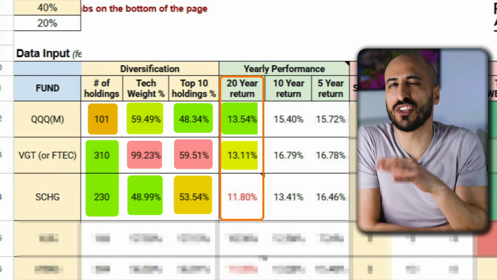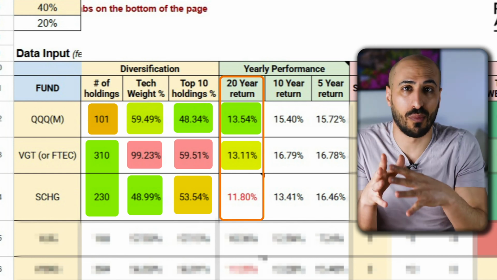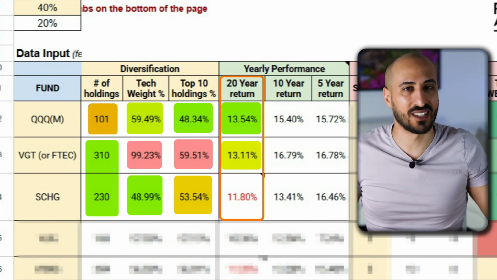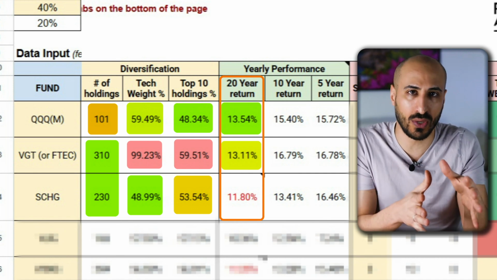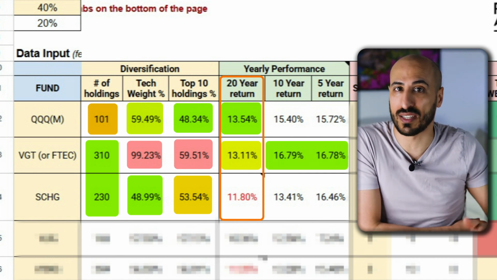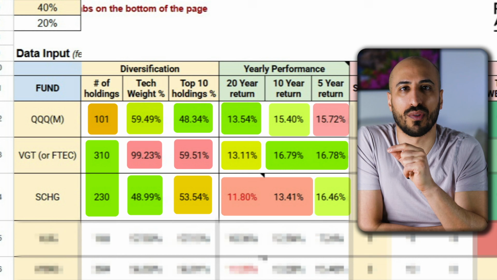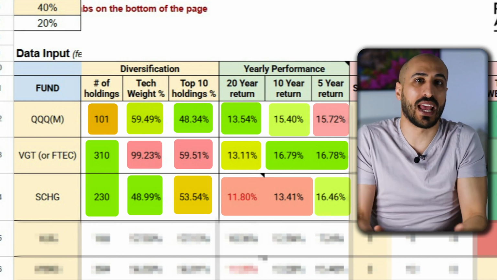You can see right away that VGT and QQQM win in terms of performance. QQQ has been the one that managed the highest performance in the past 20 years, and when you have such a high performance for 20 long years, it's not a coincidence anymore. VGT follows with 13.11% per year in the last 20 and managed to perform better than QQQ in the last 10 and in the last 5. This is thanks to the fact that tech in the US made a huge jump in the last decade thanks to the incredible development that American companies had in this field. SCHG instead has a lower performance in all time frames. 16.46% in the past 5 years, 13.41% in past 10, and 11.8% in past 20.